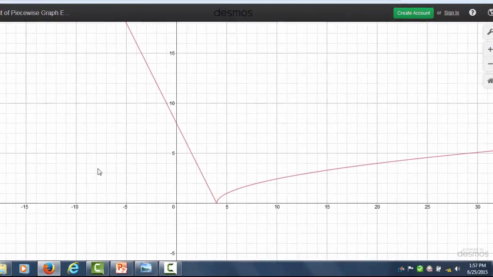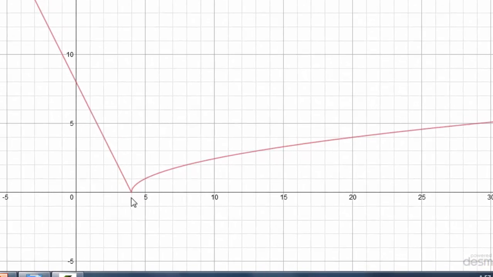If we want to take a look at the graph of this just to verify our answer, here is for x greater than 4. There's your square root of x minus 4. That's your basic shape square root graph shifted by 4 to the right. And then here is the other part, the line, 8 minus 2x, which has a slope of -2 and a y-intercept of 8. And notice, as x approached 4, they do in fact have the same limit. They both approach 0 as you approach 4 from both the left and from the right.